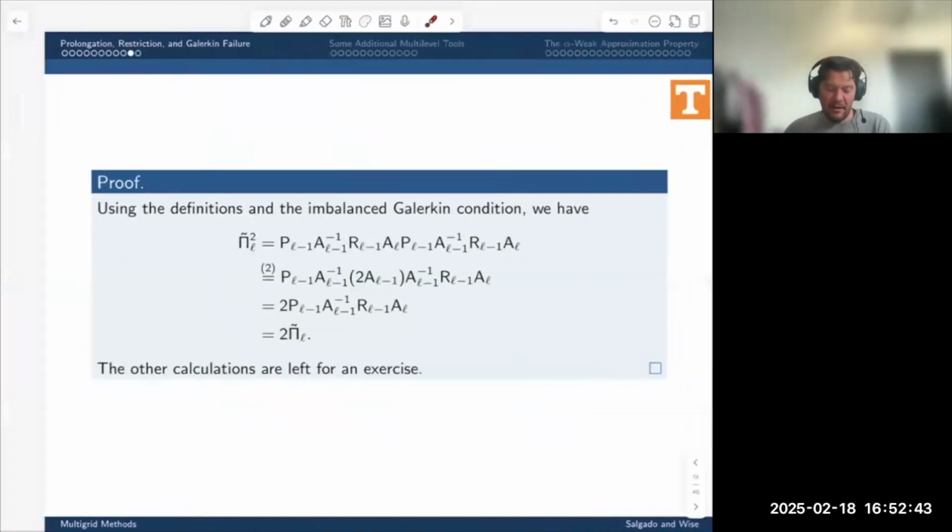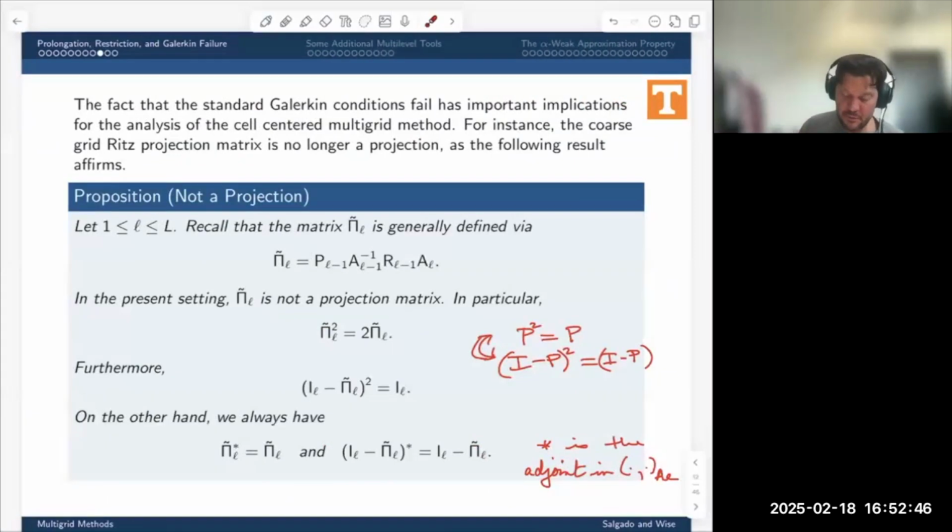Now, I want to emphasize this one here for just a second because I'm going to use this calculation momentarily. So I minus pi L tilde squared is equal to I. Let's think about what the I minus pi L tilde matrix is. Well, that's something called the error in the coarse grid Ritz projection. So previously we wanted to show that this was a contraction. That is, in fact, what you get when you look at the error from the coarse grid Ritz projection in certain norms, that you actually get a contraction.